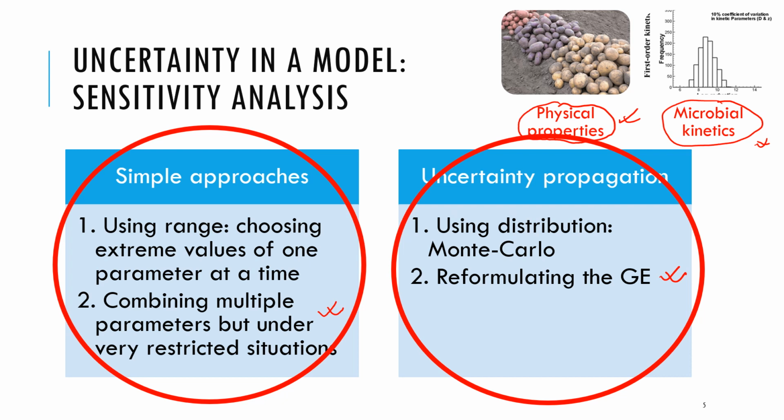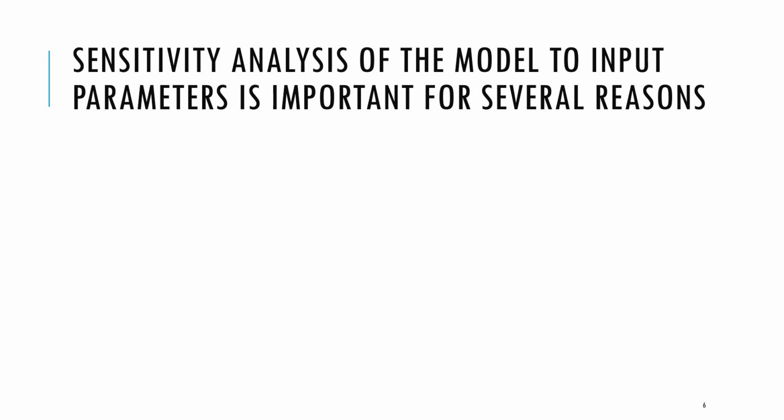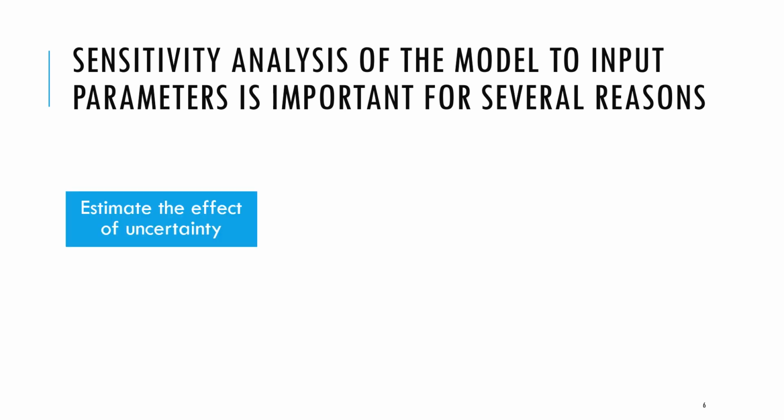So this kind of work also has been done quite a bit, and even in food context. We're not obviously going to get into details of all of them. So simulating the model for these different values of parameters is also called sensitivity analysis of the model, or simply sensitivity analysis. So we're going to look into a little bit more details of this sensitivity analysis and the reasons for doing this. Now, sensitivity analysis of the model to input parameters is important for multiple reasons. It's not just for estimating the uncertainty, like due to the variability in properties or input parameters.